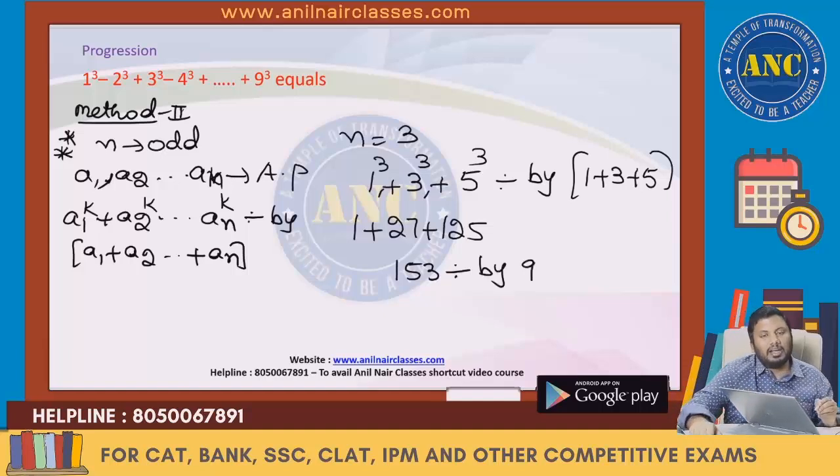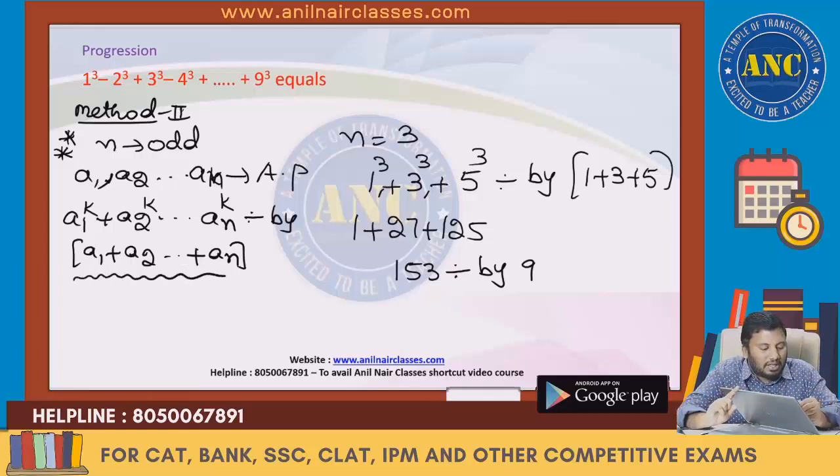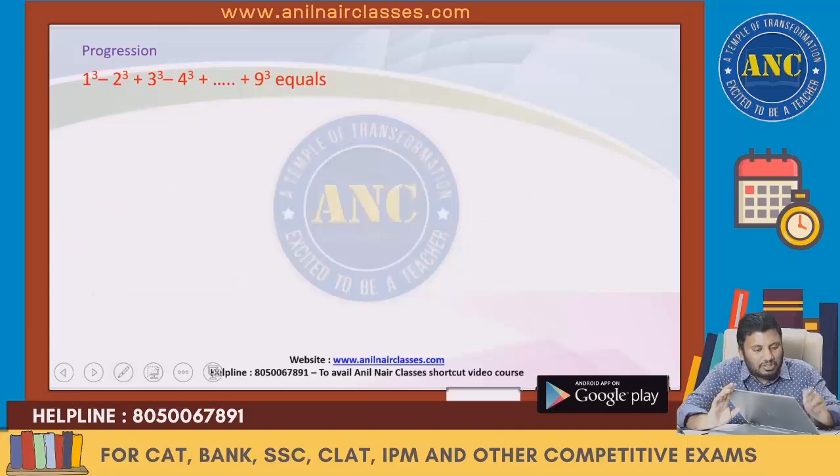I hope the idea is clear. If the power is odd and the bases are in arithmetic progression, the sum of the bases to the power odd is always divisible by the sum of the bases, a1 plus a2 and so on up to an. Method number 2, we will use this concept.